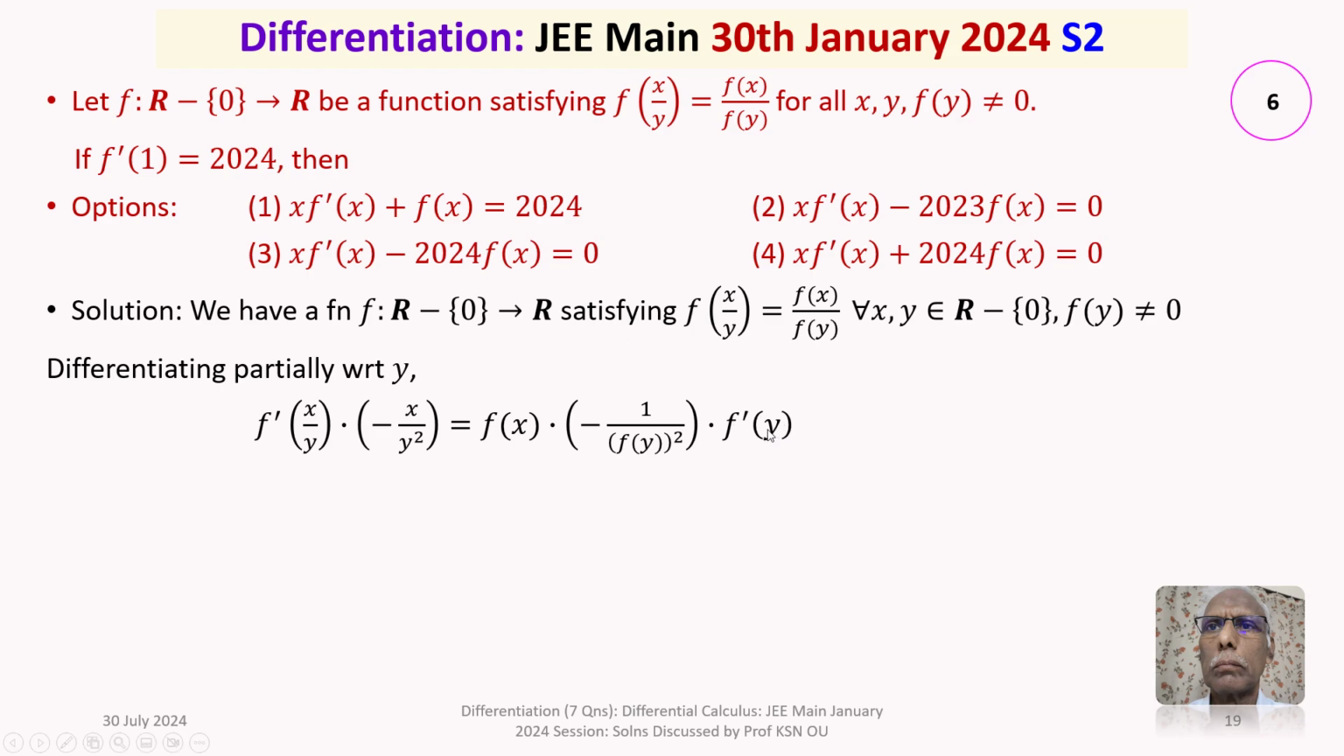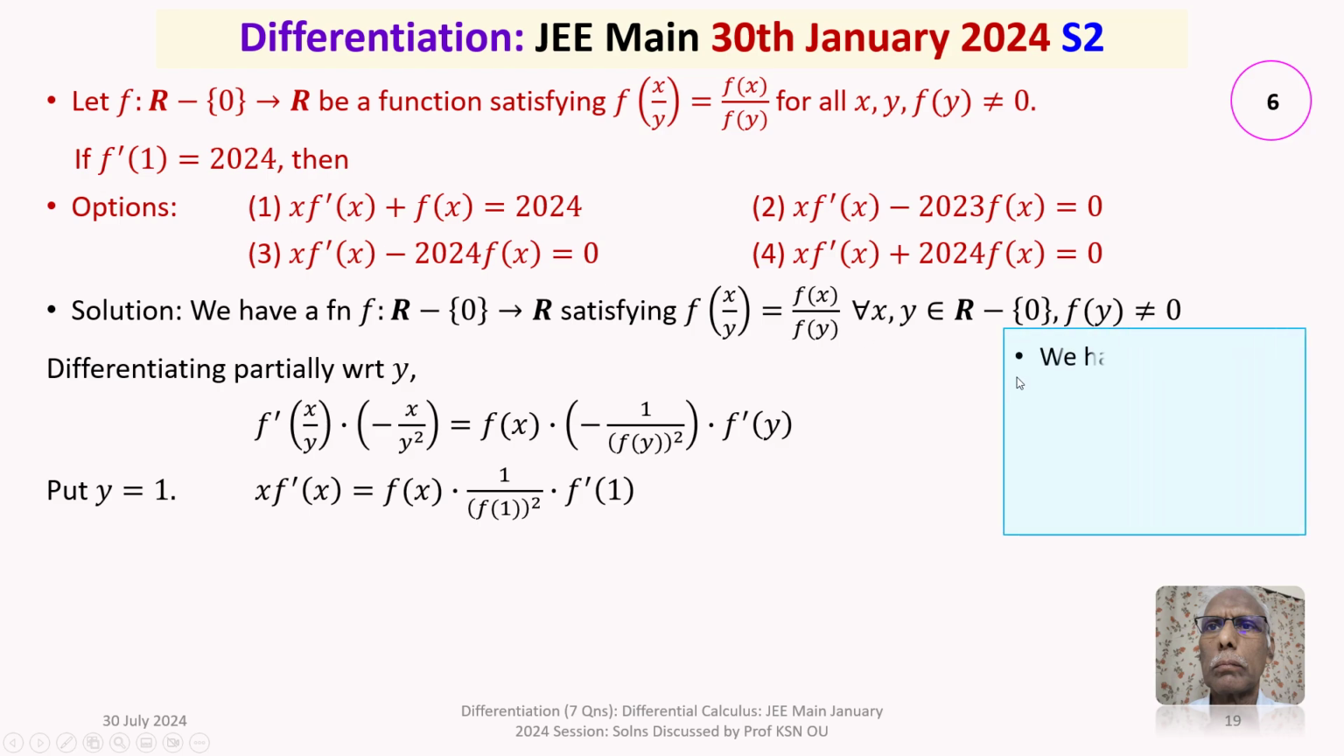If you substitute y is equal to 1, f prime 1 value is given as 2024 here. So put y is equal to 1. So it will be f prime of x minus x by 1, that is minus x into f prime x. That minus and a minus here cancel, and you will get f of x is equal to 1 by f of 1 square into f prime 1. F prime 1 value we know is 2024.